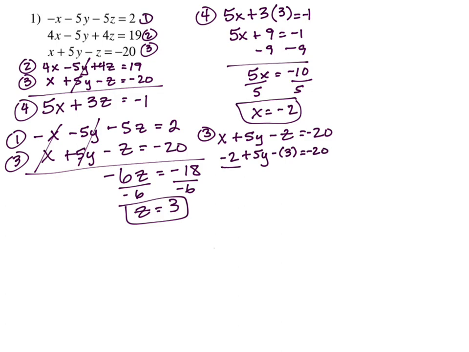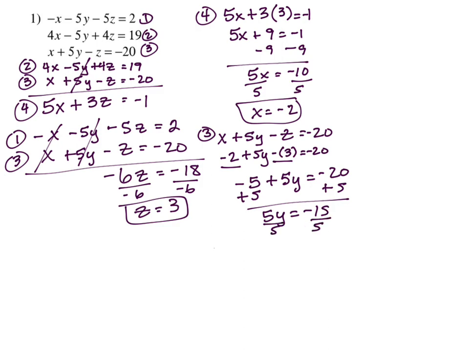So I got negative 2 minus 3. I'm going to call that negative 5 plus 5y equals negative 20. Now what? Add 5. 5y is negative 15. Y is negative 3. So my ordered triple here is negative 2, negative 3, positive 3.